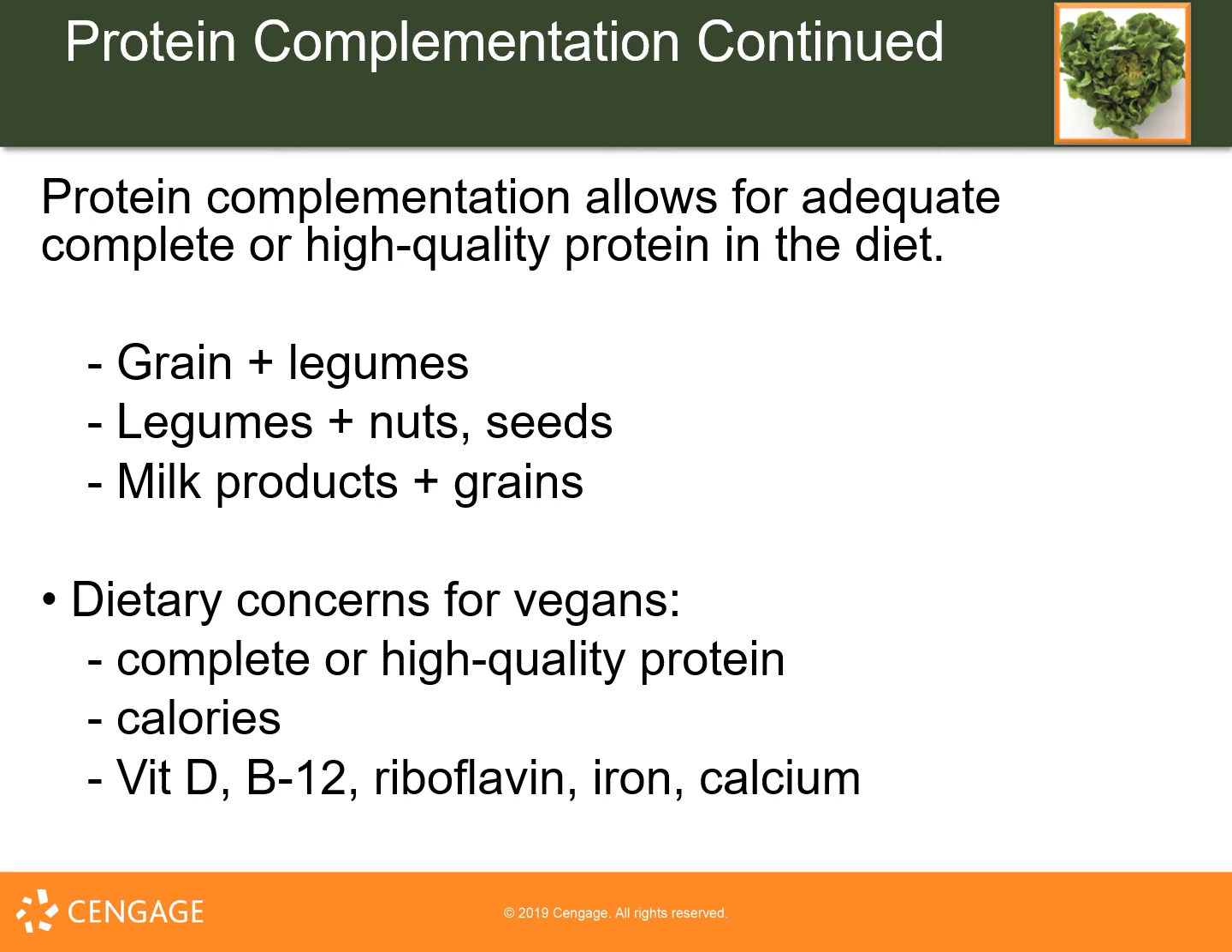So, dietary concerns for vegans. These are just some of the concerns that you would have with someone following a vegan diet. You just want to be very careful and mindful of these, making sure they're getting complete or high quality protein, getting adequate calories, as well as making sure that they are not deficient in vitamin D, vitamin B12, riboflavin, iron, or calcium.